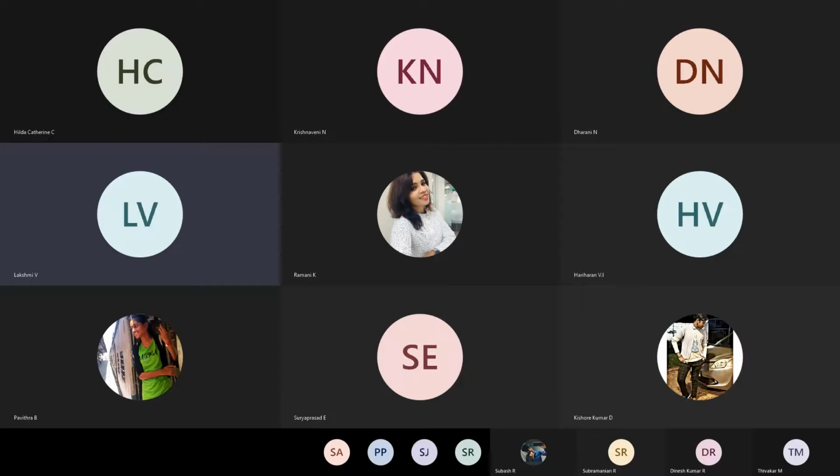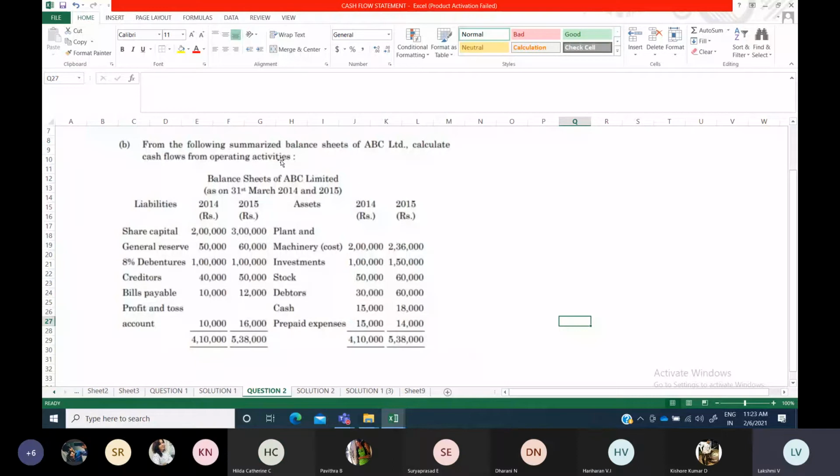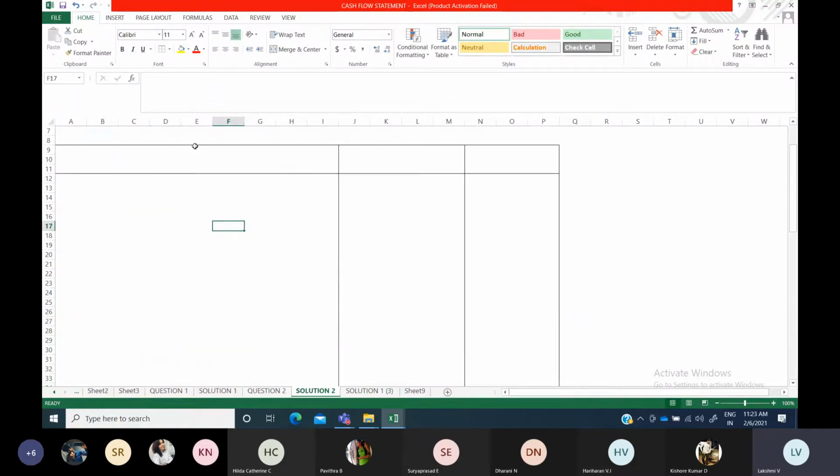Cash flow statement for this problem. They have asked you only cash flow from operating activities, whereas I am going to prepare the entire cash flow statement. So first let us begin. You have to write up the heading as cash flow statement.